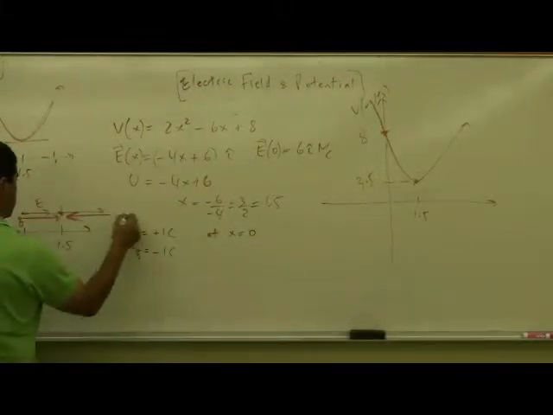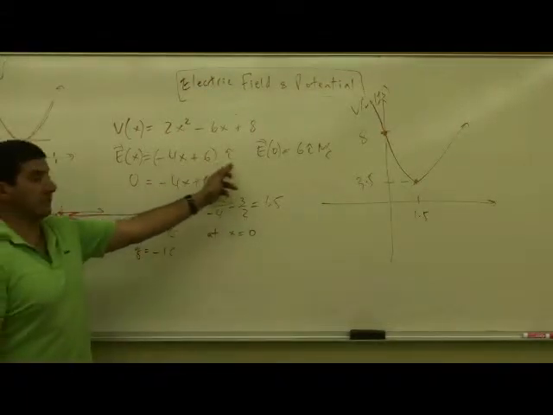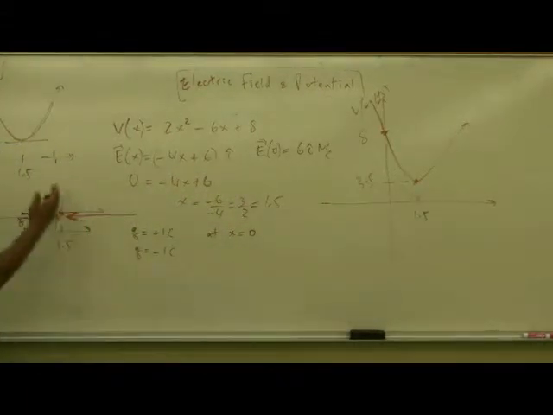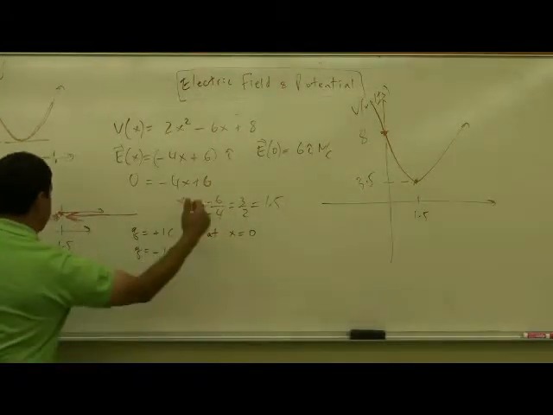is to the right and is to the left. That's what it means to say the electrical field is like this. Everywhere to the left of 1.5, the electrical field is to the right. Everywhere to the right of 1.5, the electrical field is to the left.